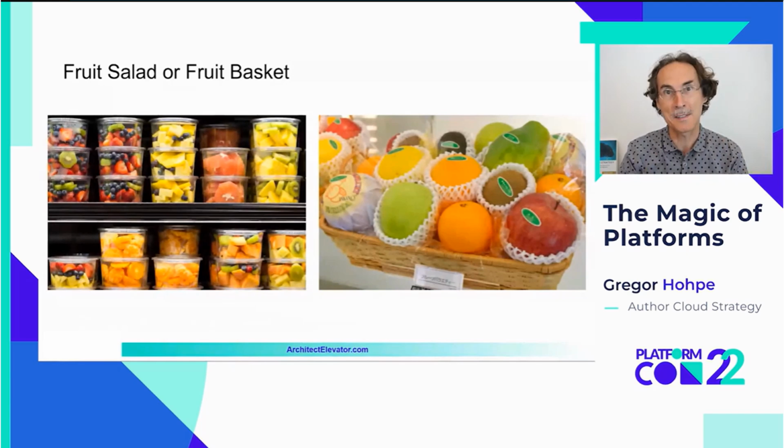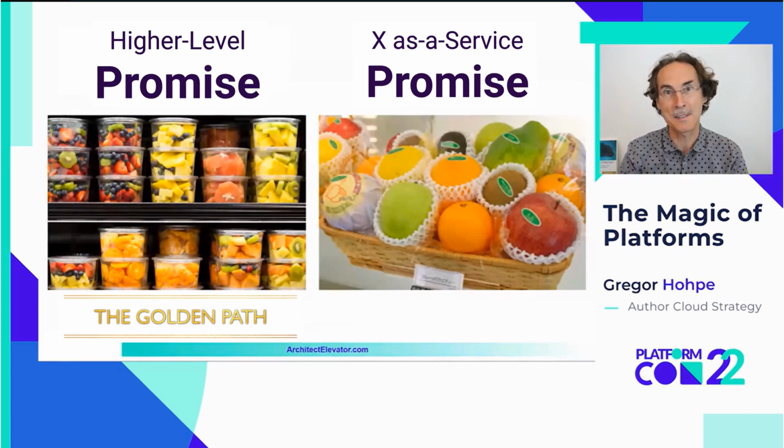Imagine you have a basket full of various fruits. While each fruit has its own value and can be enjoyed on its own, the real magic happens when you combine them into a fruit salad. A higher level promise, a golden path, is like that fruit salad. It takes those individual building blocks and curates them into a cohesive, integrated experience, reducing complexity and ultimately providing more value than the sum of its parts. I hope this metaphor can help you have fruitful conversations.